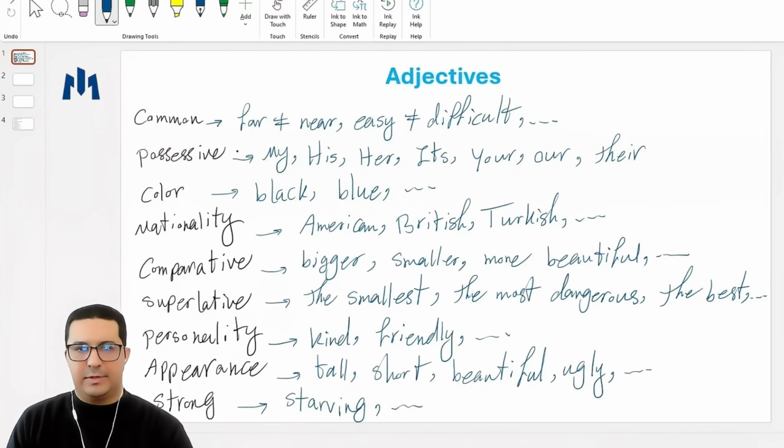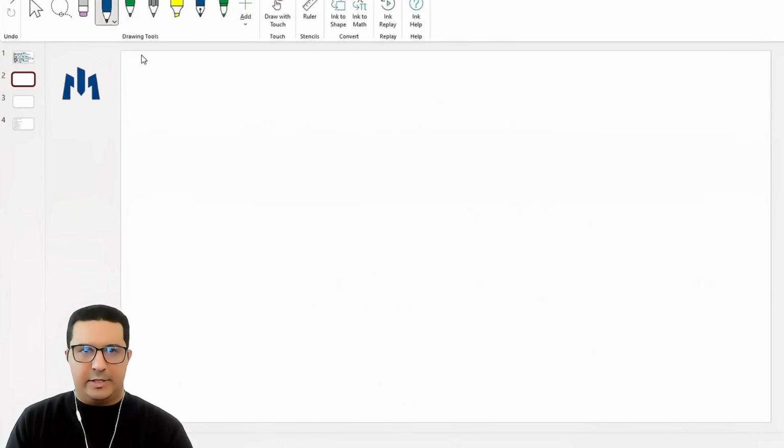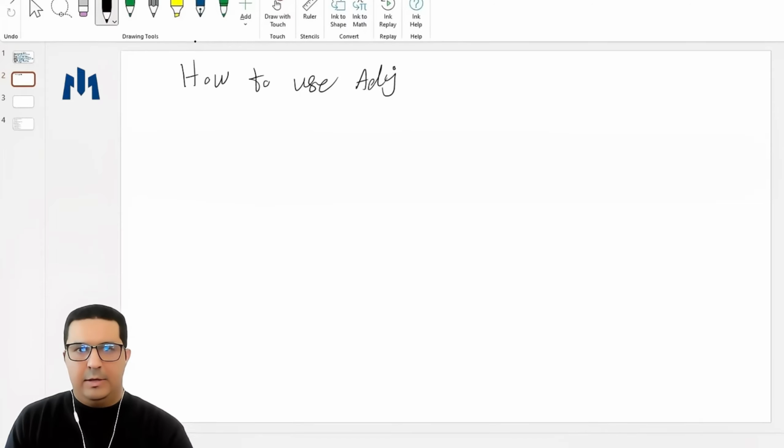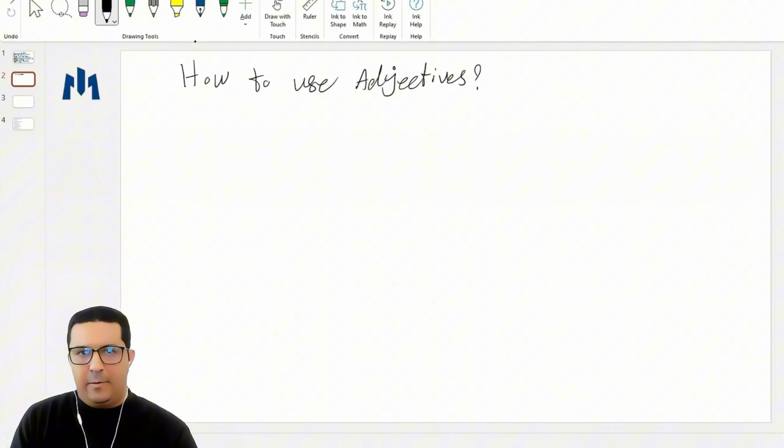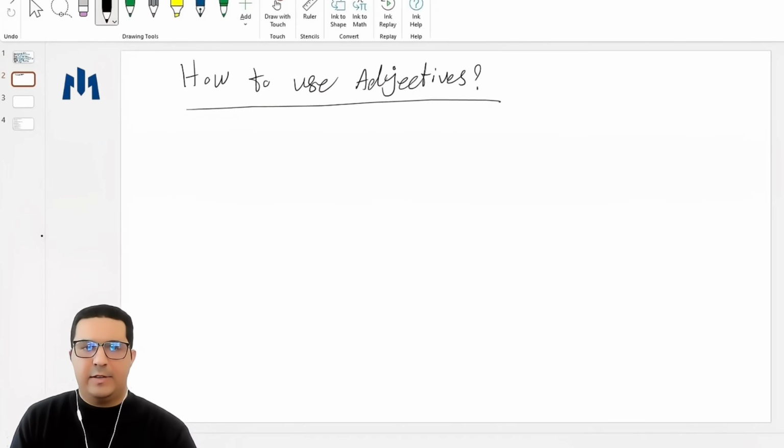So there are some examples about the adjectives, but my question is something else. In the future, we are going to talk about each one separately, but let's look at this part: how can we use adjectives? Listen, we can use adjectives in three different situations.